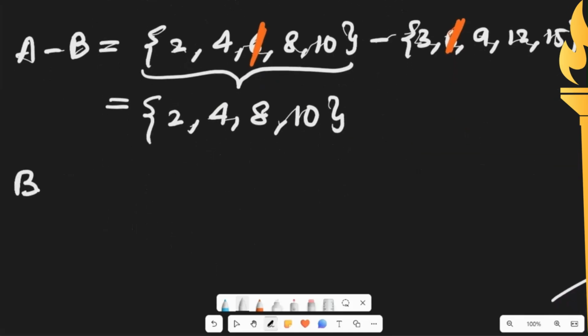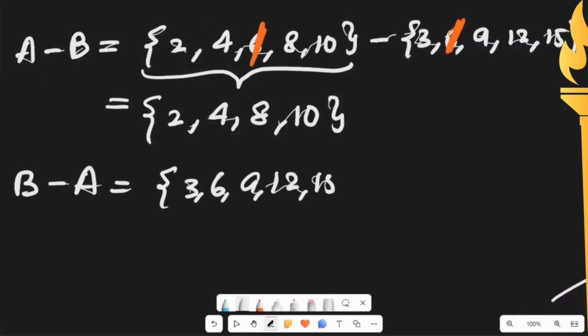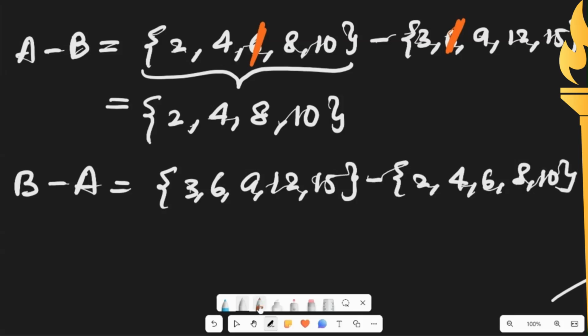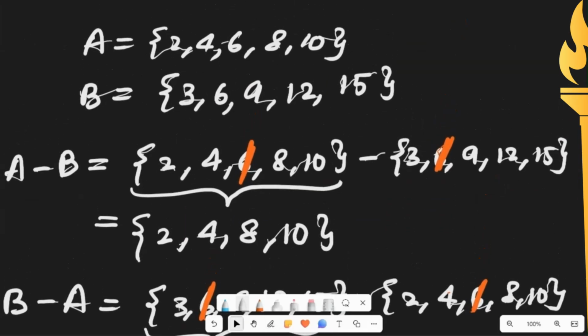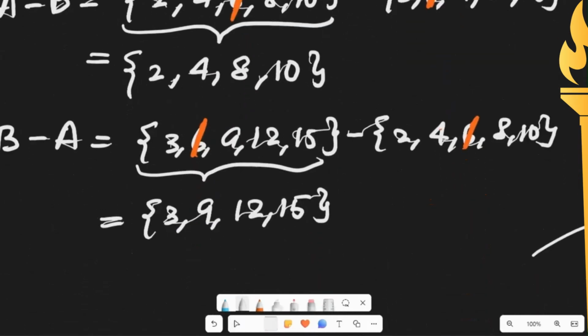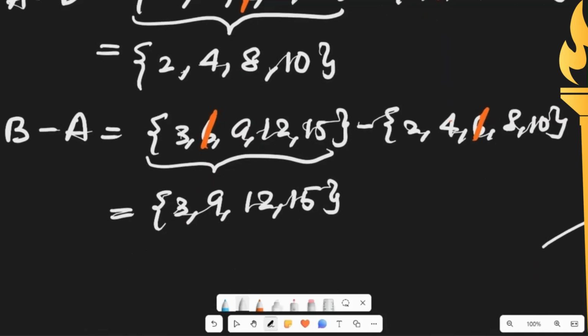And if we find b minus a, it's like 3, 6, 9, 12, 15 minus 2, 4, 6, 8, and 10. First cancel the common terms in both of them and write the remaining elements in the first one. 3, 9, 12, 15. So a minus b will be 2, 4, 8, and 10, and b minus a would be 3, 9, 12, and 15.